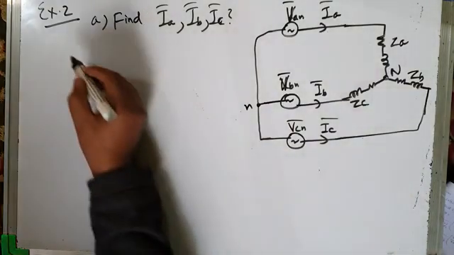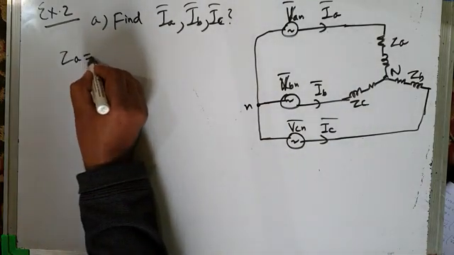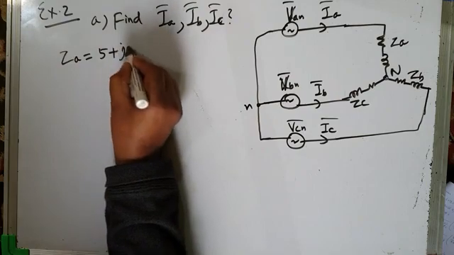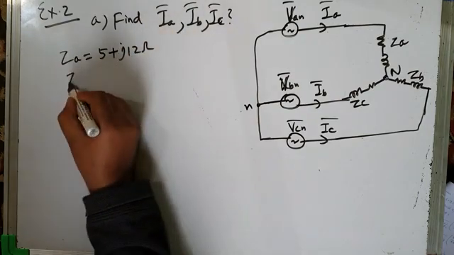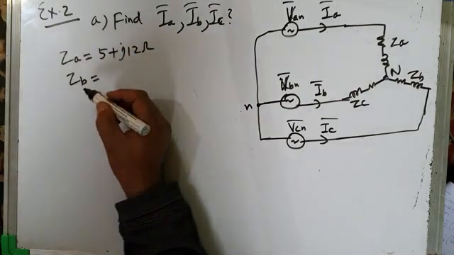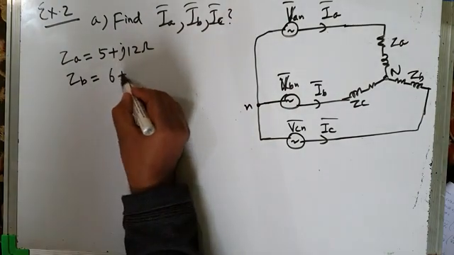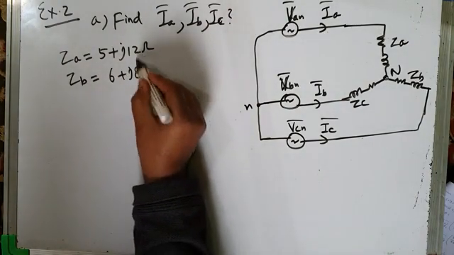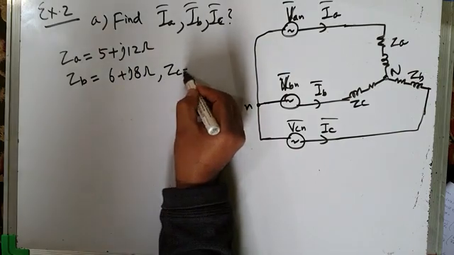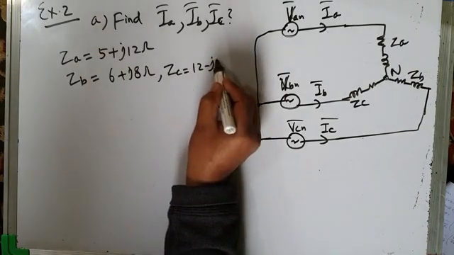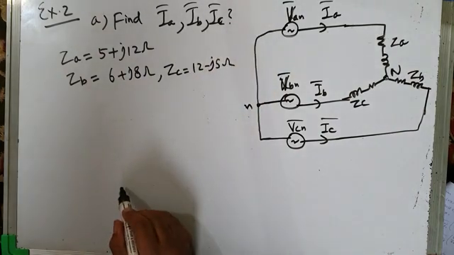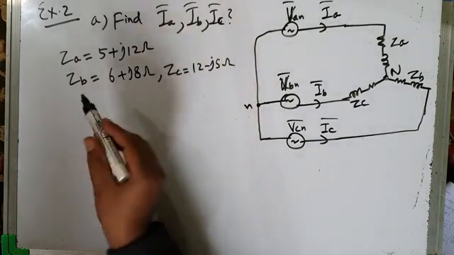We are given ZA equal to 5 plus J12 ohms. It is given in the problem itself. The load impedance ZB is also given as 6 plus J8 ohms. So this is inductive, this is inductive, and ZC is 12 minus J5 ohms. It's capacitive in nature. Anyway, we'll discuss it later on.